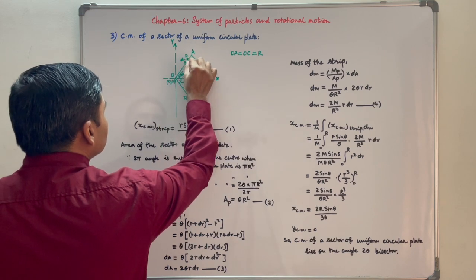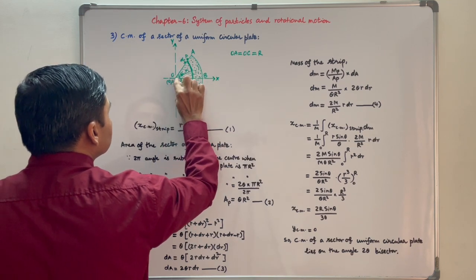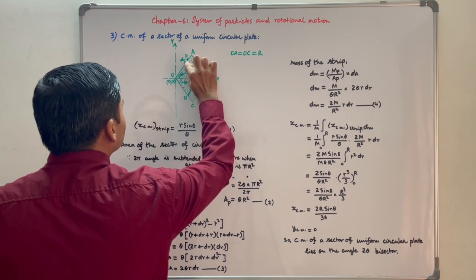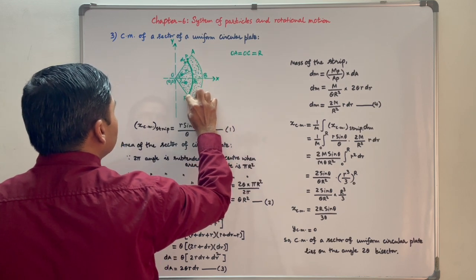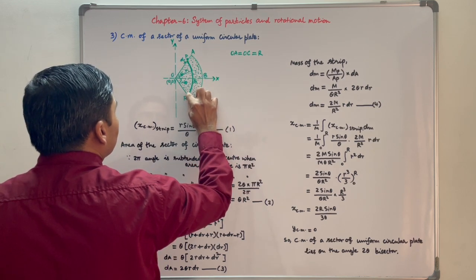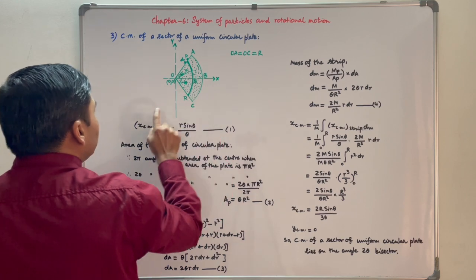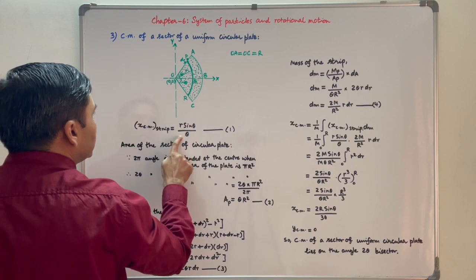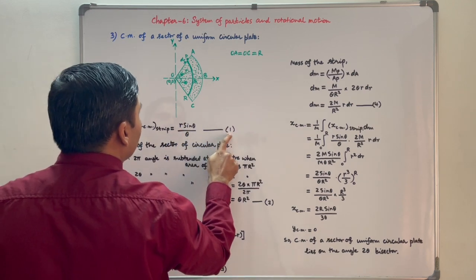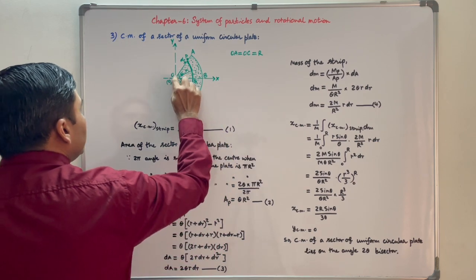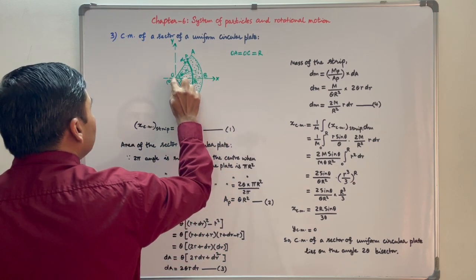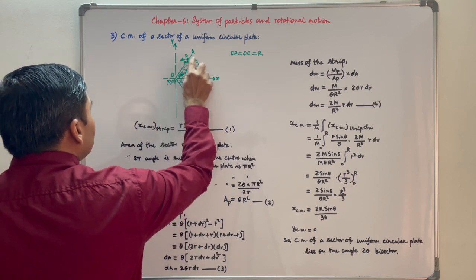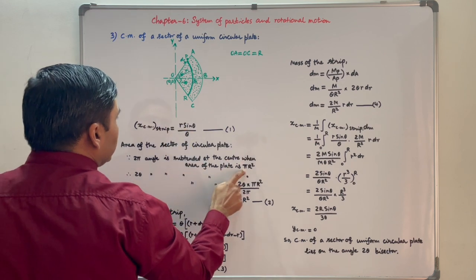Now consider a small strip which is distance small r away from the center and width of this strip is dr. We can assume this strip as a sector of a thin circular wire whose x-coordinate of center of mass we have just derived as r sin theta upon theta. Suppose this is equation number 1. Let us calculate area of this sector of uniform circular plate. If this plate is complete circular plate, then its area will be pi r square.